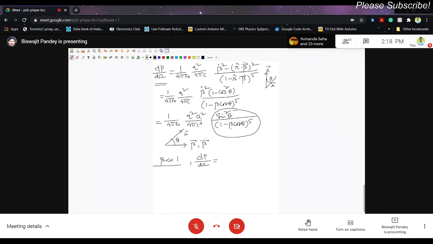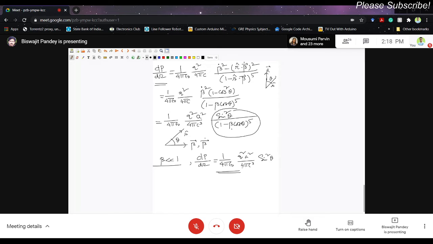You see, this beta is very small, much less than 1, right? So this term will be small, and this will be simply 1 by 4 pi epsilon 0, q squared a squared by 4 pi c cubed, and then sin squared theta. If you remember the Larmor formula, you get exactly this, sin squared theta by r squared. But why was there r squared? Because it was not power radiated per unit solid angle, rather it was just the power per unit area, right? Here we have multiplied by the area as well, so this r squared has got cancelled. It is exactly the Larmor formula, the same non-relativistic case.